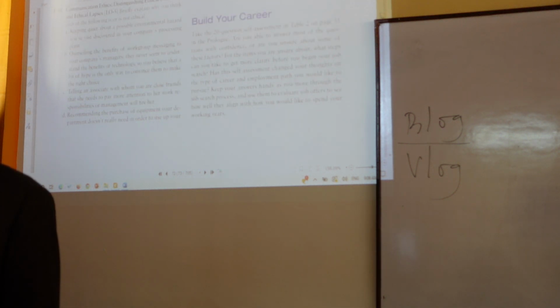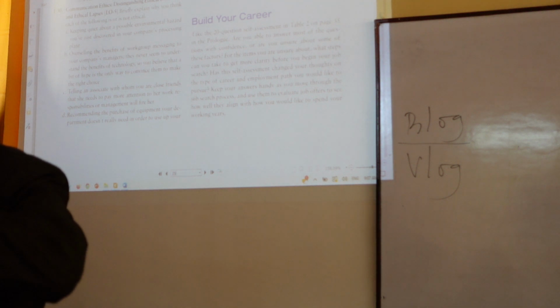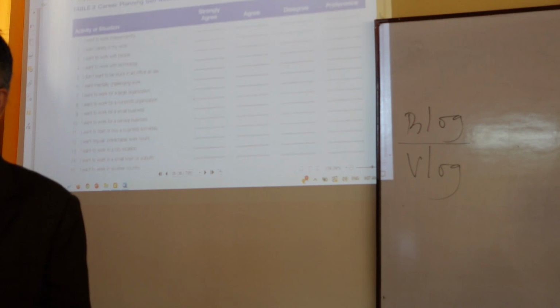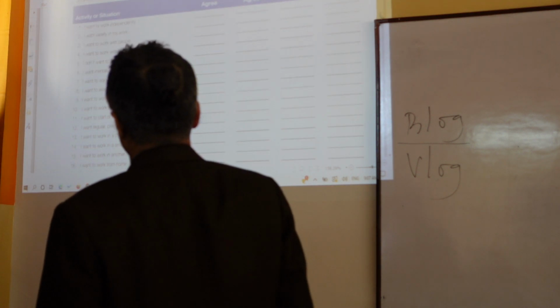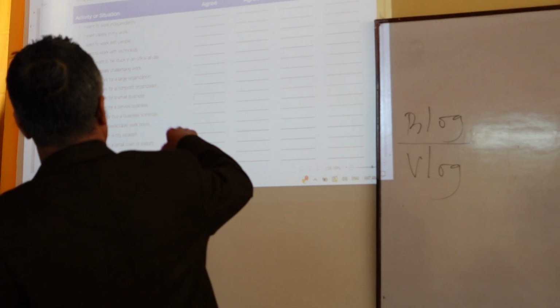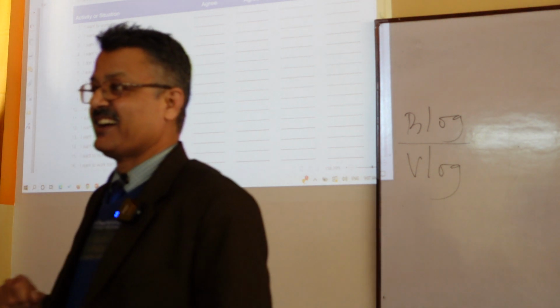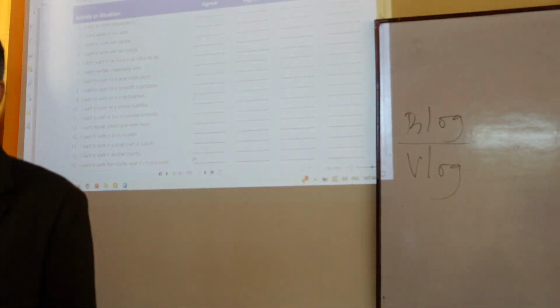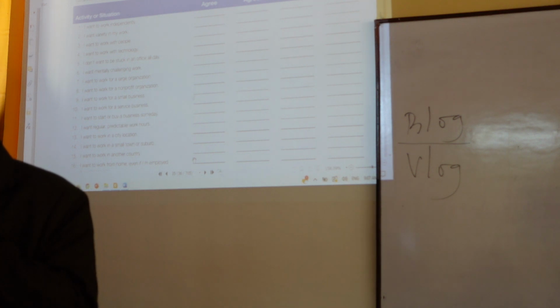Build your career. Take a 20-question self-assessment in table 2 on page 35 in prologue. Are you able to answer most of these questions? Let me show you what is there. Page 35. See, here is a question. This is a self-evaluation form. I want to work independently. Strongly agree, disagree, no. And tick. And then you will find your personality analysis. I want variety in my work. So do this if you like, if you have time. Then come back.